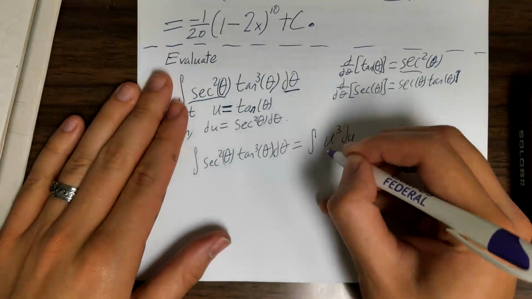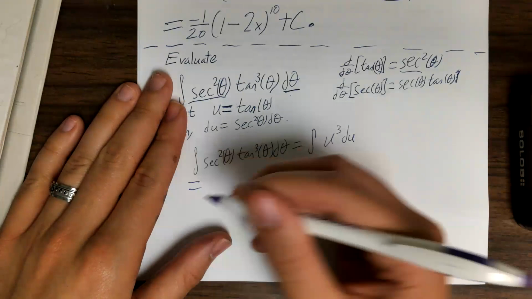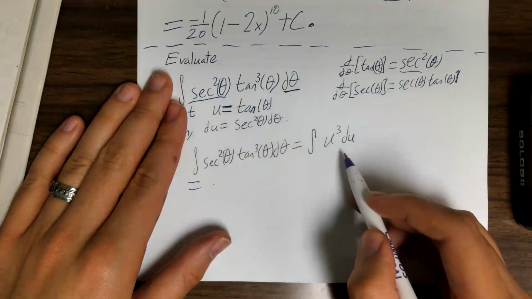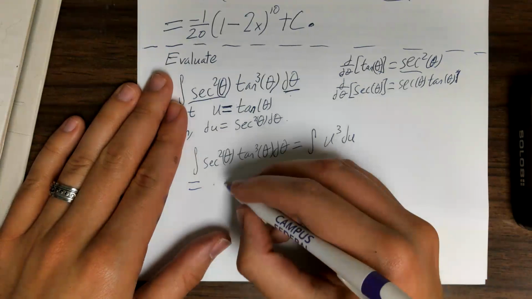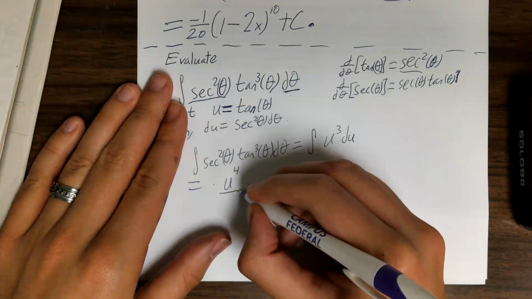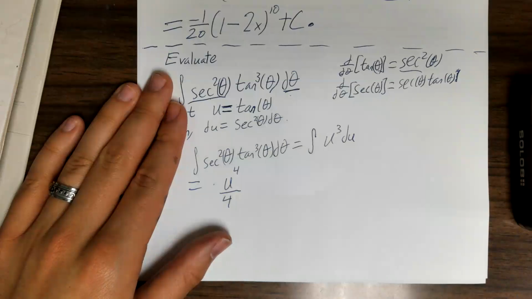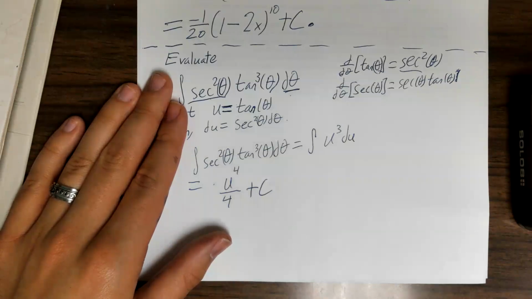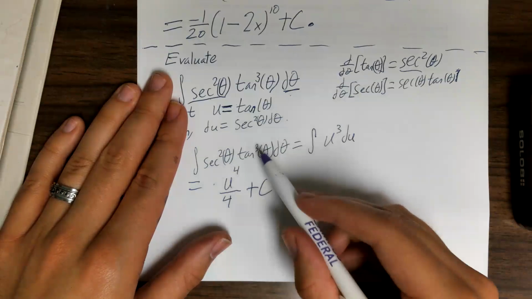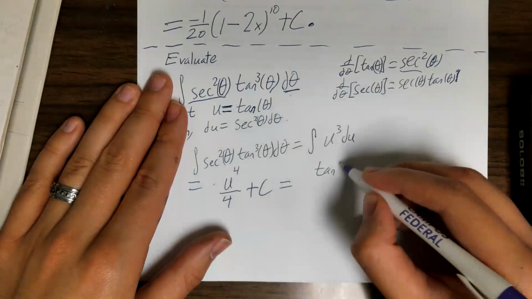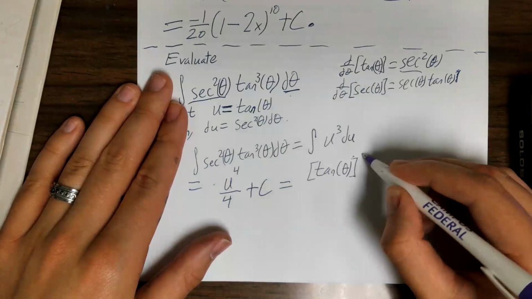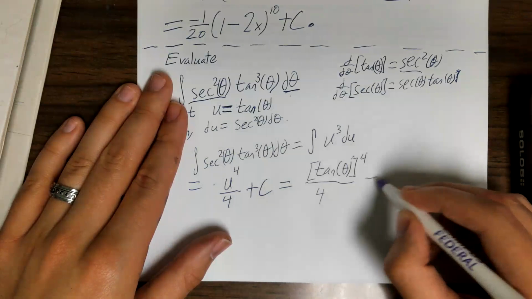Now, this is just a standard integral in our table. So if I take the integral of u cubed and integrate it with respect to u, I get a u to the fourth, and I divide by that new power, that's also u to the fourth over 4. And of course, we have to account for that c. Now we just replace. So u was tangent theta. To get this back into terms of theta, it'll be tangent to the fourth power over 4 plus c.